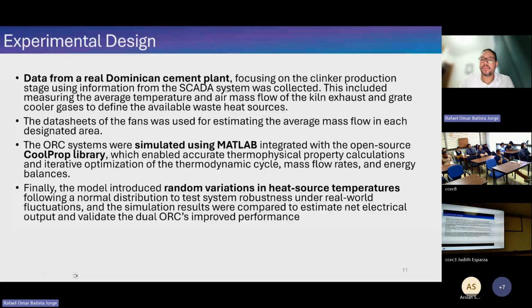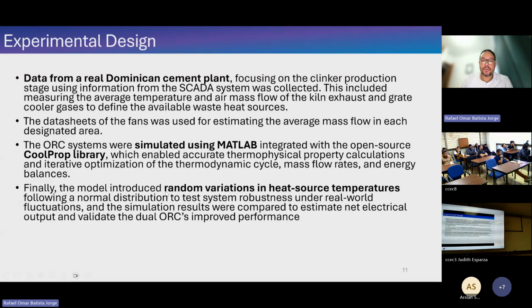The data sheets of the fans were used to estimate the average mass flow. The ORC systems were simulated using MATLAB integrated with the open source CoolProp library. What we did was a heat balance equation, solving it using the CoolProp library.